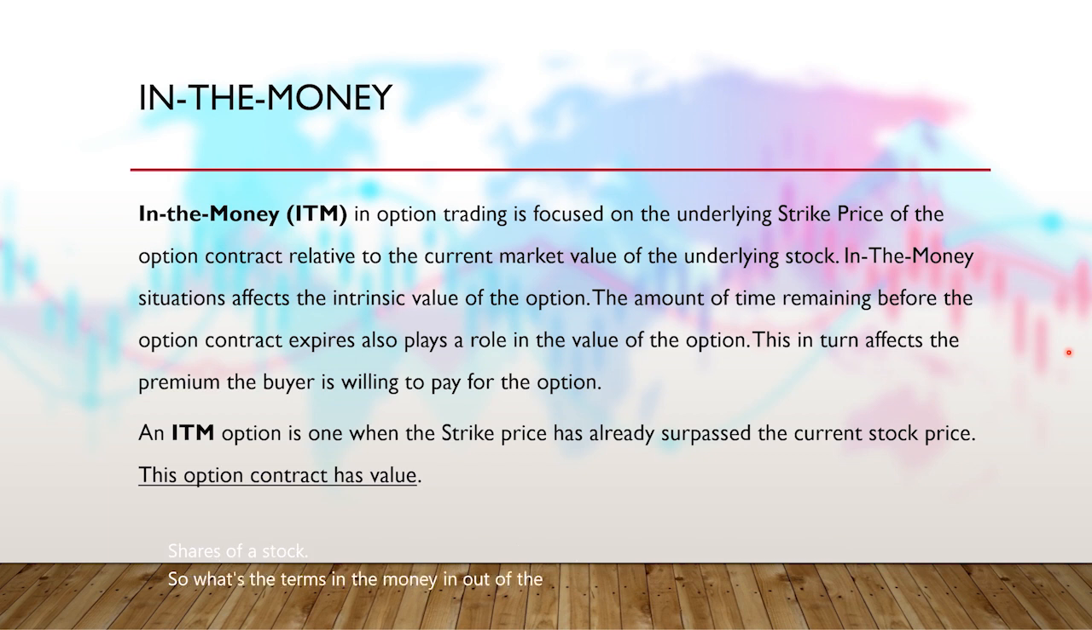Well, in the money, first up, in option trading is focused on the strike price of an option relative to the current market value of the underlying stock. In the money situations affect the intrinsic value of the option. The amount of time remaining before the option contract expires also plays a role in the value of the option, thus in turn affecting the premium and the cost the buyer is willing to pay for it. An in the money option is one where the strike price has already surpassed the current stock price. The option contract has value. If it was to expire right now, it'd be worth something.